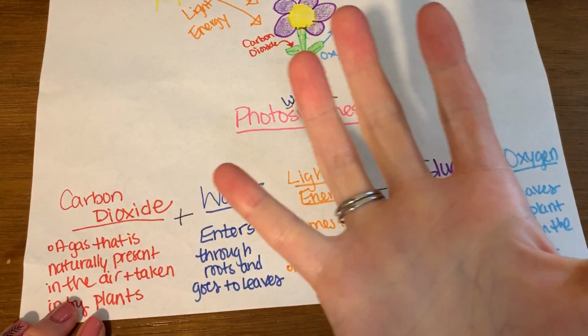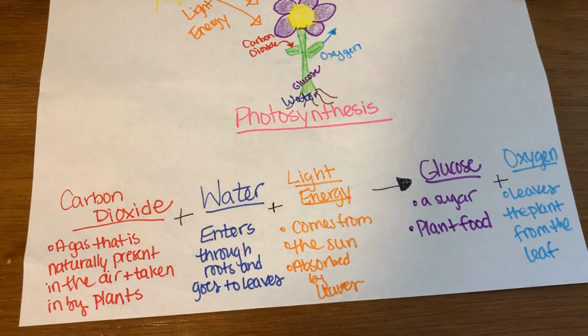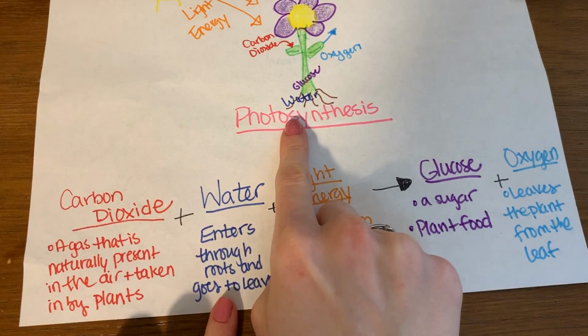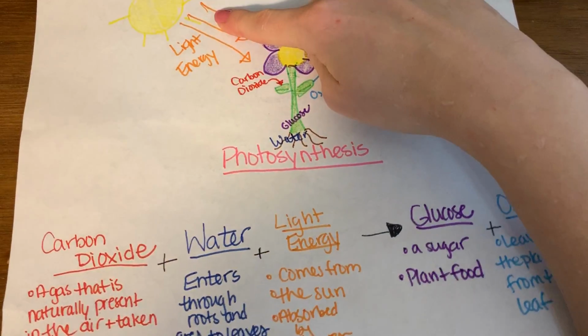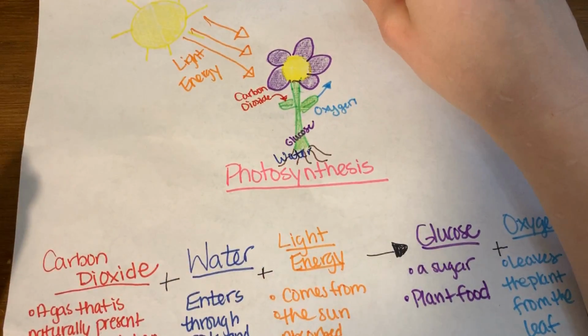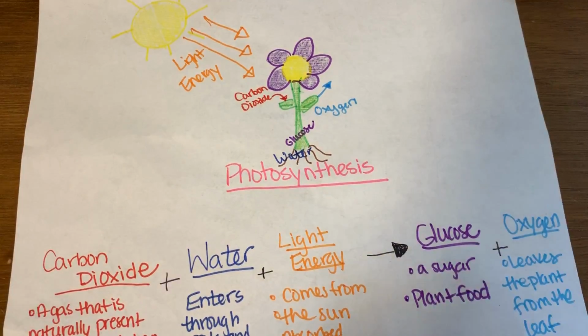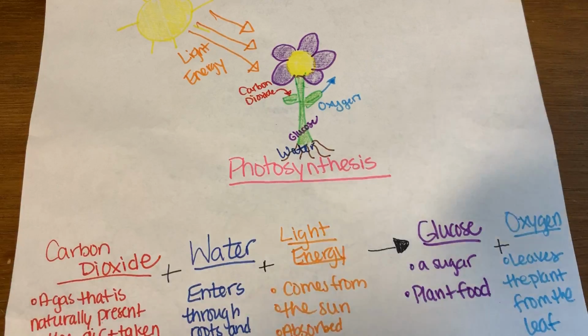So we breathe out the carbon dioxide out of our mouths, and plants soak this in. Water: plants take water in through their roots, and light energy. This is one of the reasons why plants need sunlight. They use the sunlight to make their food. Okay, so it comes from the sun and it's absorbed in the leaves. All this process of photosynthesis happens in the leaves.